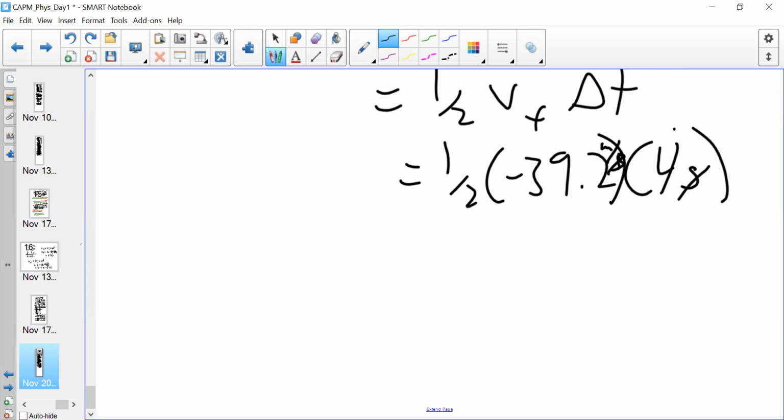So 39.2 divided by 2 times 4, negative 78.4. That's pretty far. Did we get that? So that is letter C there. Any questions?